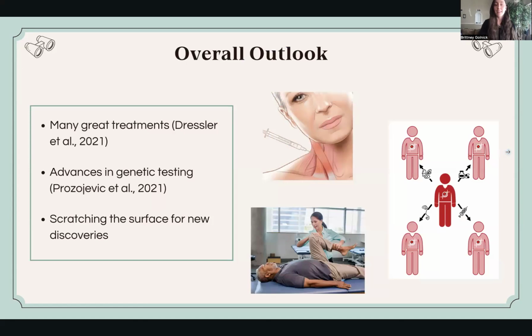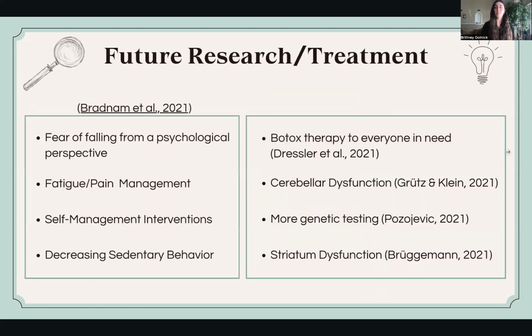Okay, so nearing the end, as I went through the literature, I found that the science really shows that there are so many great treatments for people with dystonia. There's a lot of advances in genetic testing, which is extremely important. So you can be able to treat these people with the specific type that they have and treat it earlier than normal. And we're really just scratching the surface with all of these new discoveries, which leads me into the future research and treatment.